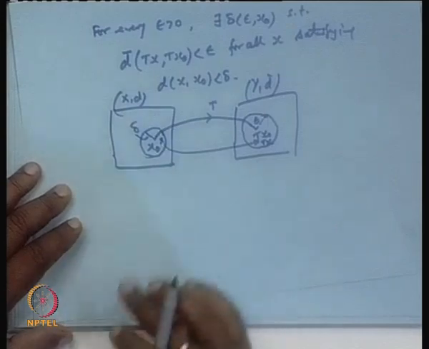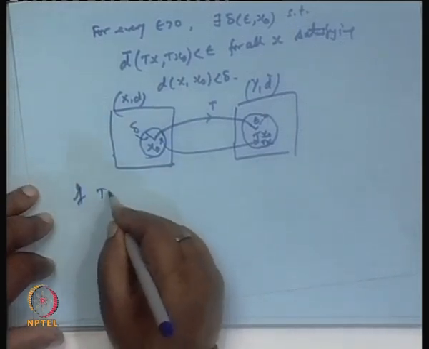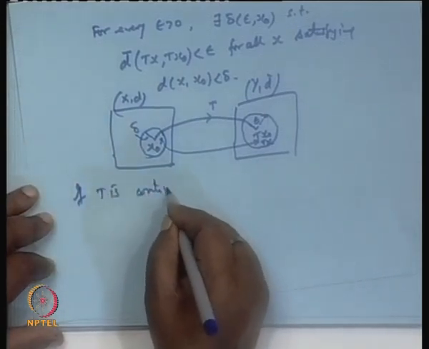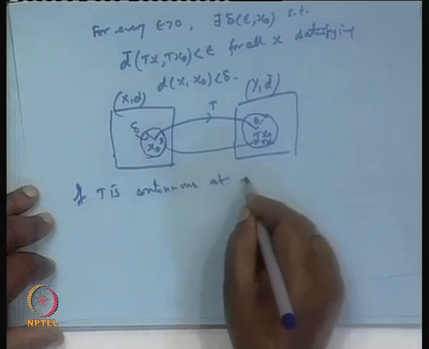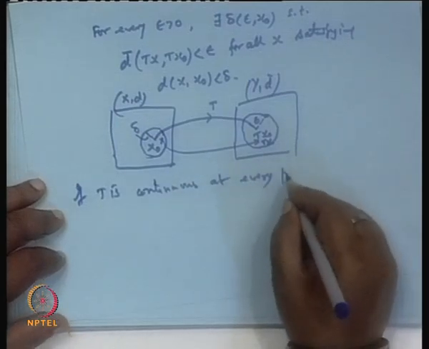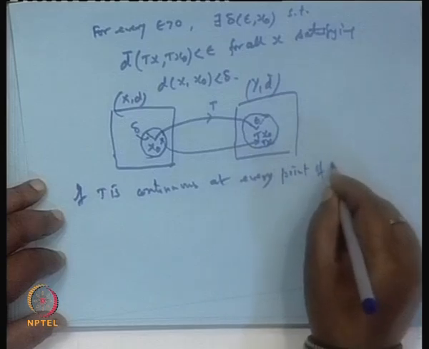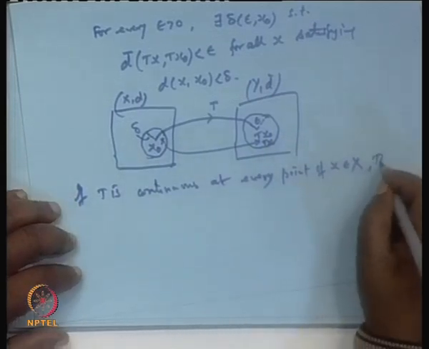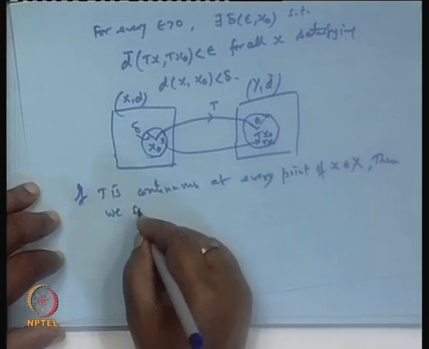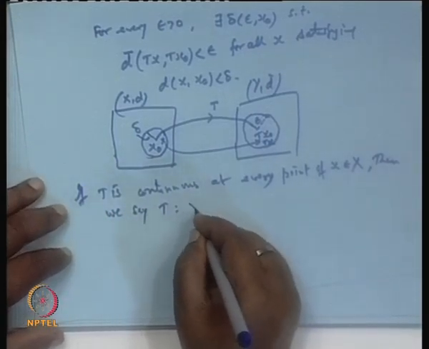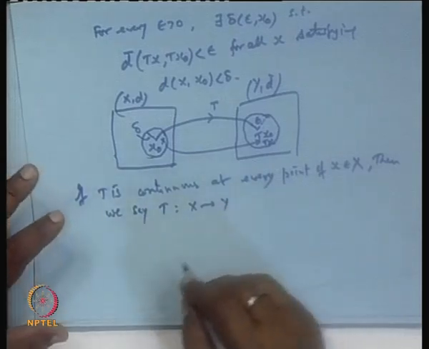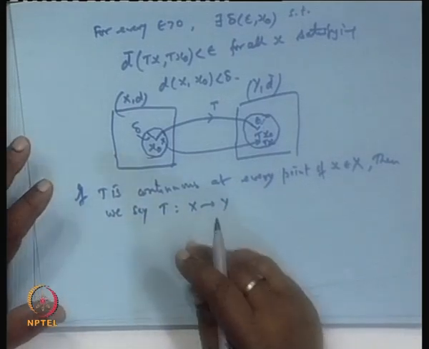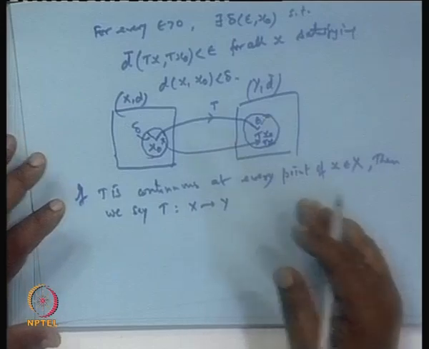And if this result is true, if T is continuous at every point of x belonging to capital X, then we say T is a continuous function from X to Y. T is continuous over the entire range X to Y.